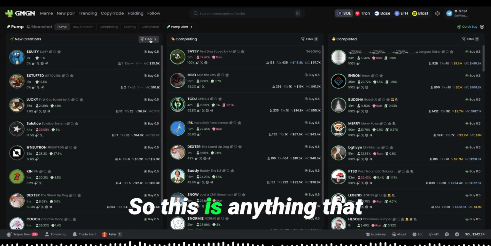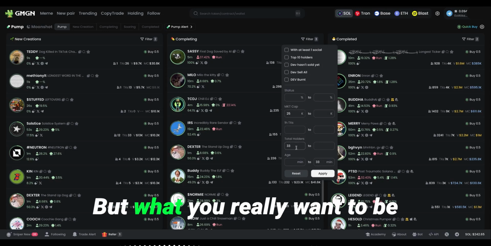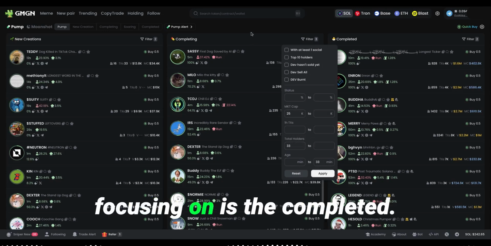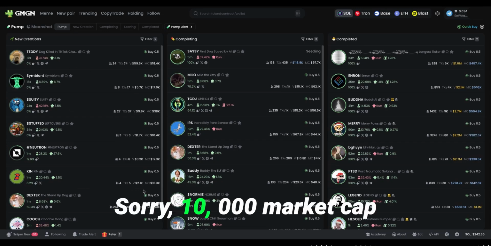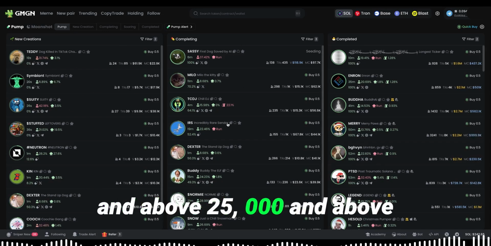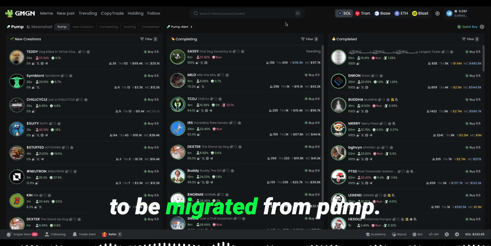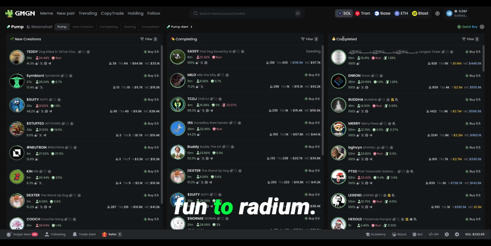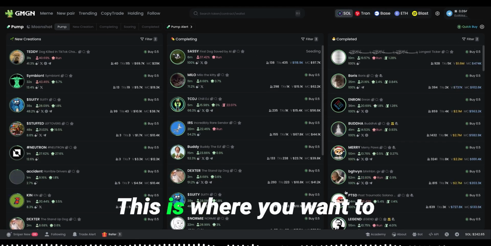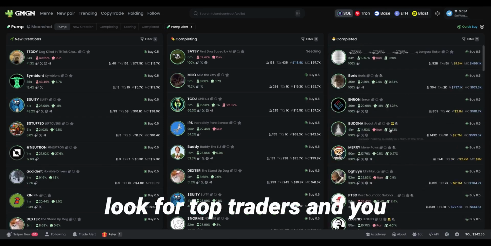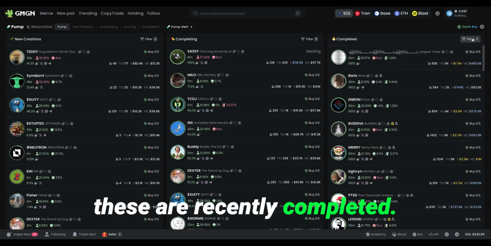Okay, so this is anything. I've got some custom filters on all of these, but what you really want to be focusing on is the completed. So here we've got $10,000 market cap and above, 25,000 and above. At the very top, when it says seeding, that means it's going to be migrated from pump.fun to Radium. Okay, and then here, this is where you want to look for top traders, and you want to look for them in recent coins. Okay, so all of these are recently completed, I think in the last day.